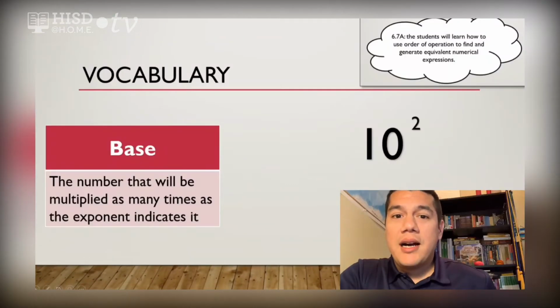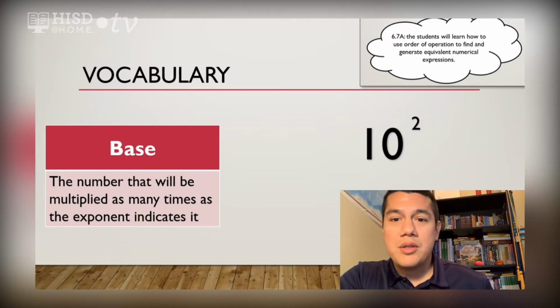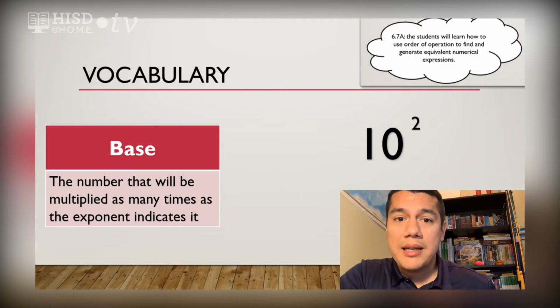The first thing I want to talk about is the objective for our 6th graders. It is for them to be able to learn how to use order of operations to find and generate equivalent numerical expressions. And before we get into the practice, we need to go over some key vocabulary.